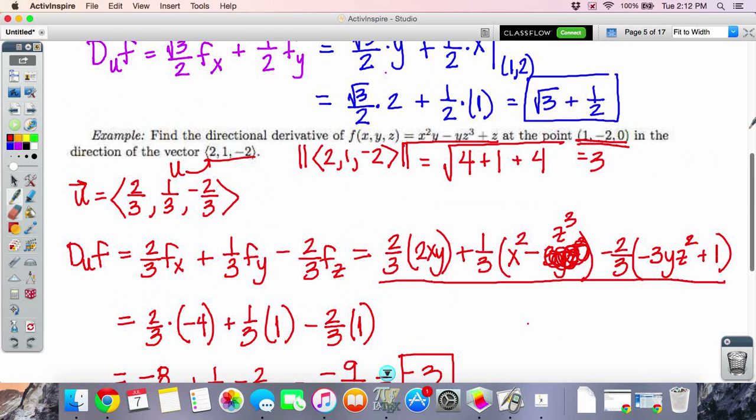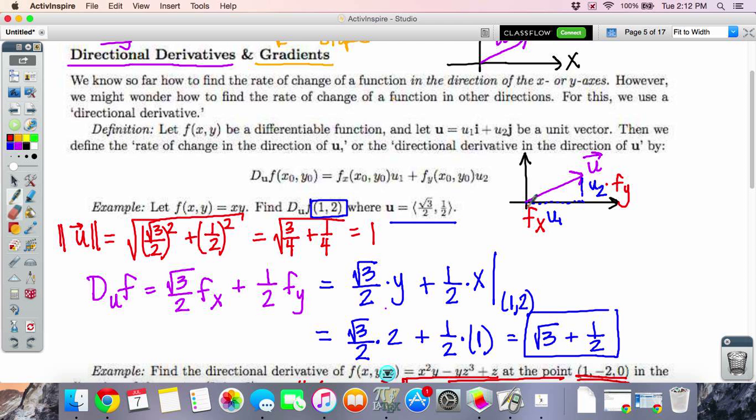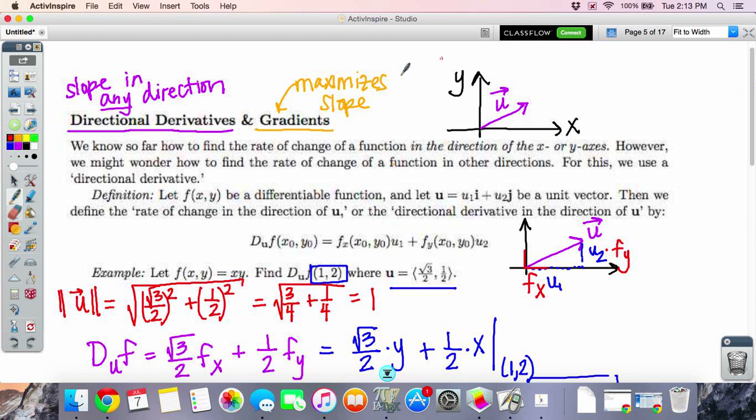So the directional derivative is really nice because, as I said, all we could do up until this point is just find the slope in the x direction or the slope in the y direction. And the directional derivative says, well, you just point in any direction and we can find the slope that way. So it gives us a lot more flexibility with the direction of our derivatives.